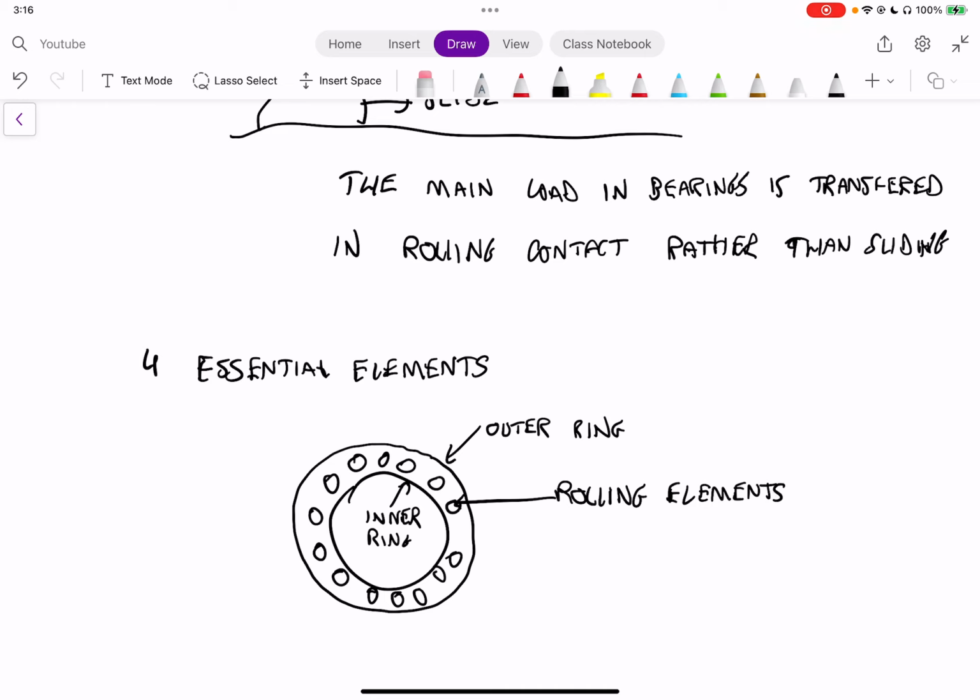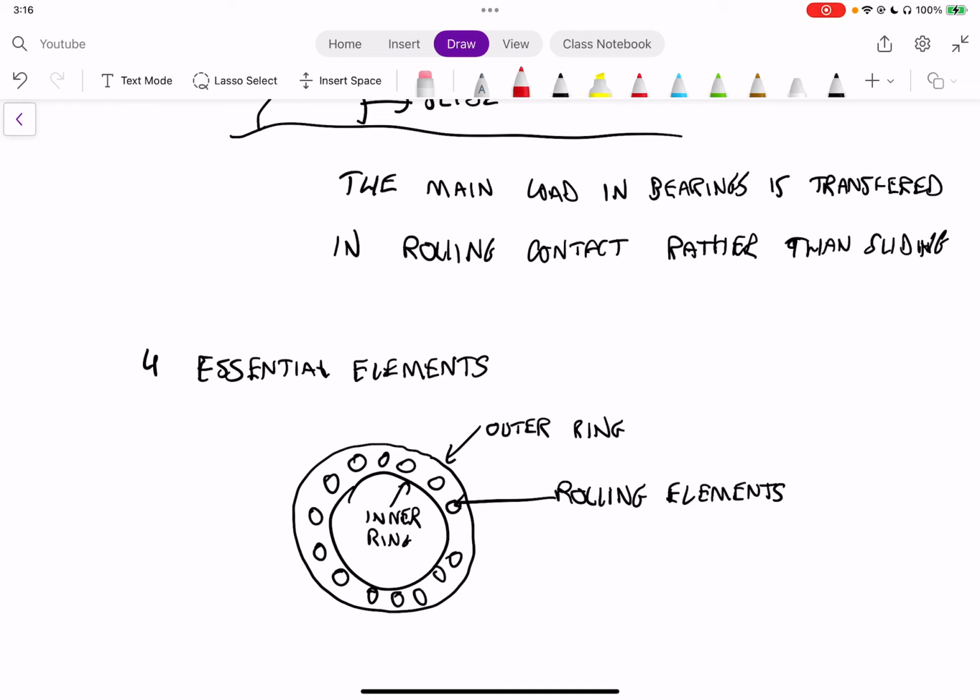And what these rolling elements do is they allow the inner ring and the outer ring to roll on each other. So the inner ring and the outer ring would roll, so we could fix one and rotate the other one, or fix the other one and rotate the opposite. So you could have inner fixed, outer rotating, or outer fixed and inner rotating.